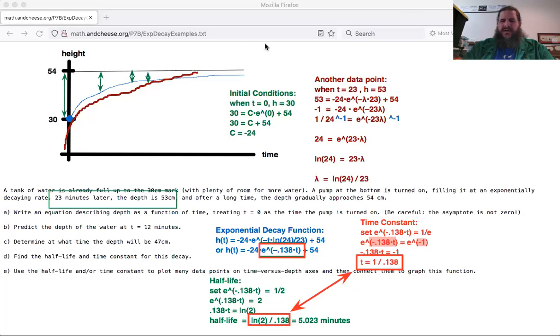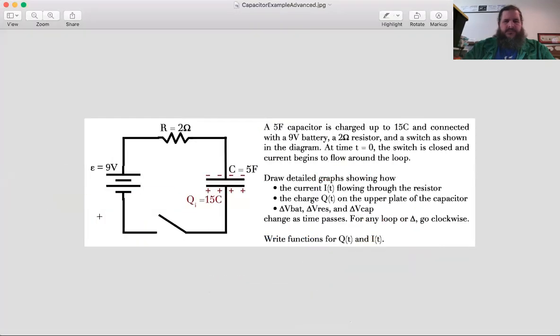All right, then let's try a similar approach with that capacitor example that I posted in the Discord earlier. Let me pull that up. And this one. Can you see this one all right with the circuit diagram?